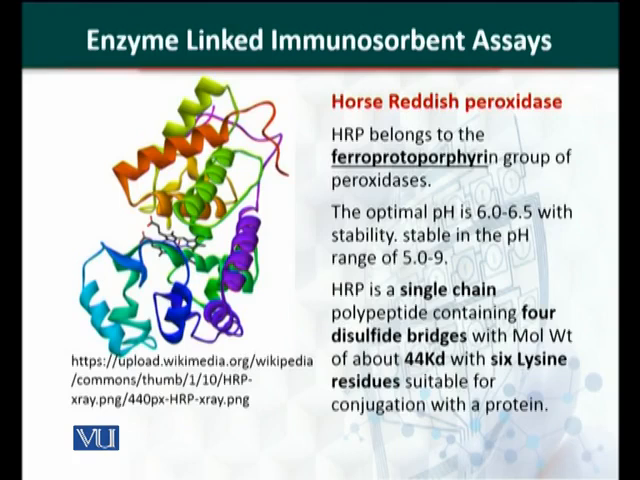It belongs to a family of ferroprotoporphyrin group of the peroxidases. It has an optimum pH of 6 to 6.5 and is stable in the range of 5 to 9. Its stability is the main key. That is why this enzyme is used in the ELISA assays. HRP, or horseradish peroxidase, is a single polypeptide. It has a molecular weight of about 44 kilodaltons and it has 6 lysine residues.